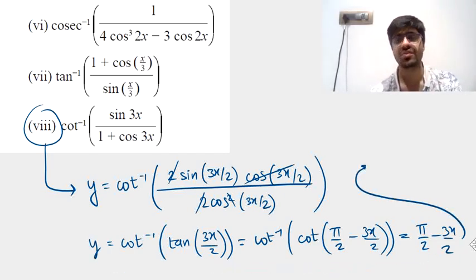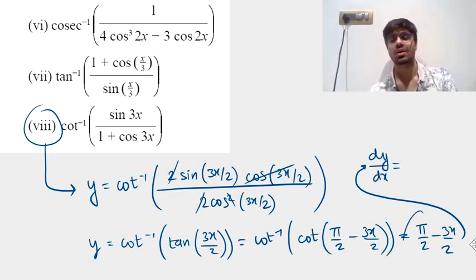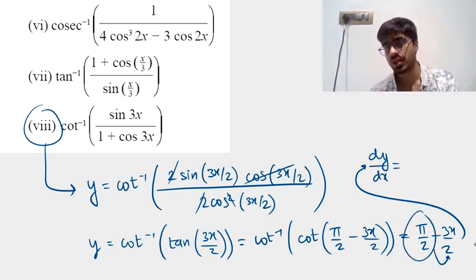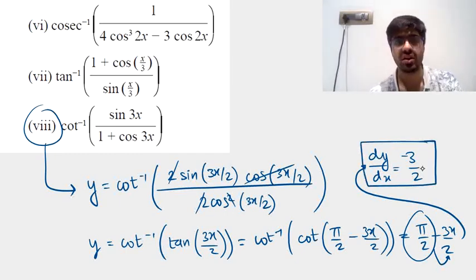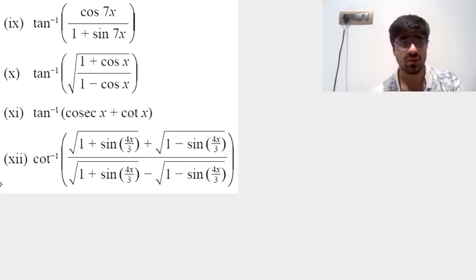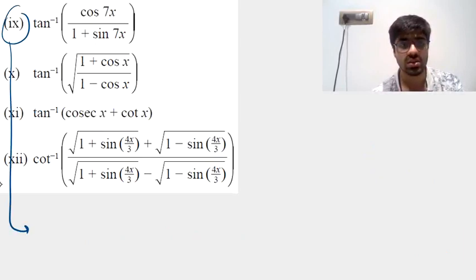This was all a simplification of y. So dy by dx is going to be 0 minus 3 by 2. So minus 3 by 2 is the final expression of dy by dx for that 8th question. We continue with the 9th one, which is a similar one.